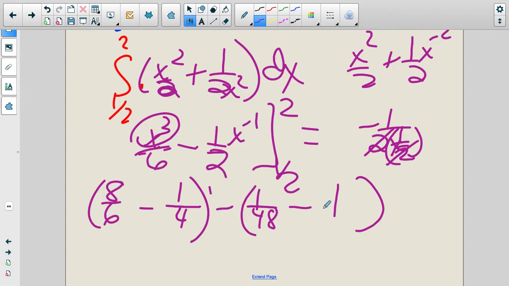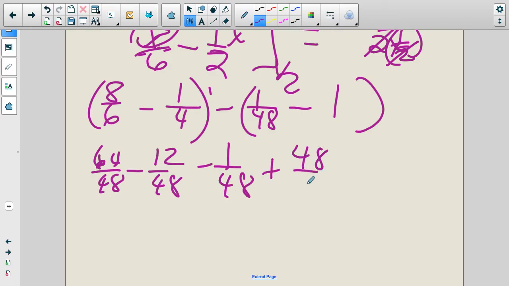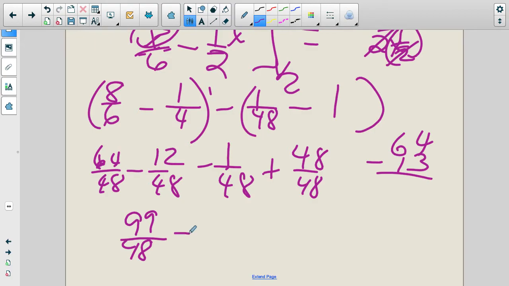All right, now I understand that I can reduce this one right here. I see that I can reduce that one to 4/3, but I kind of don't want to. I'm going to stay with this 48 scenario as I kind of back away and look at it. So if I make it all over 48, multiply that by 8, I get 64 over 48. Multiply this by 12, I get 12 over 48, minus 1 over 48, plus 48 over 48. If I don't have a calculator, I don't know what that is. I think it's 99 over 48, possibly? 64 minus, yes, 99. Is it 99? Yeah. And those are divisible by 3, so that's 33 over 16.